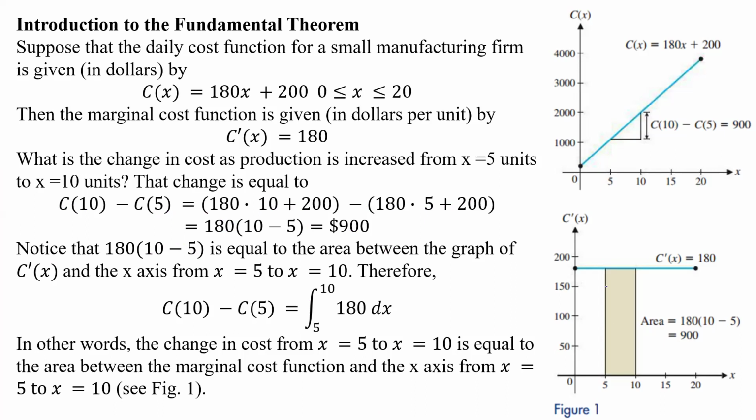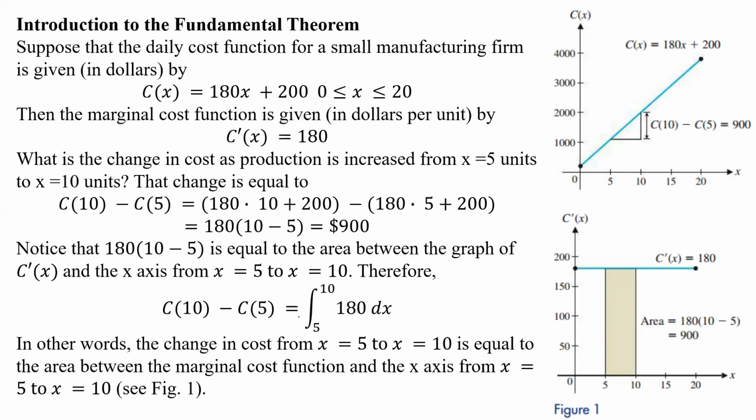Now, notice that the 180 times 10 minus 5 is equal to the area between the graph of C prime, which is here. So if we look at our table or graphs here, that's 180x plus 200. And so this is going to be our difference. That's going to be the 900. Or we can look at it as, here's the derivative, that's 180, and we're looking between 5 and 10, and it's going to be the area within here, which is just 180 times the 10 minus 5. So the width times the height, basically, and that's going to give us 900 as well.